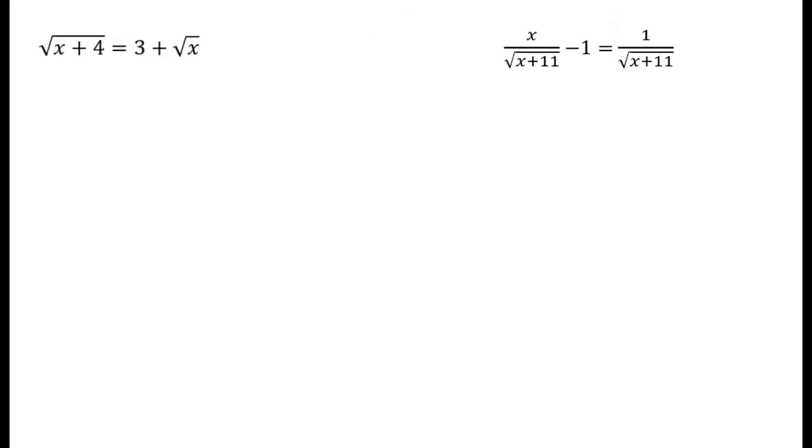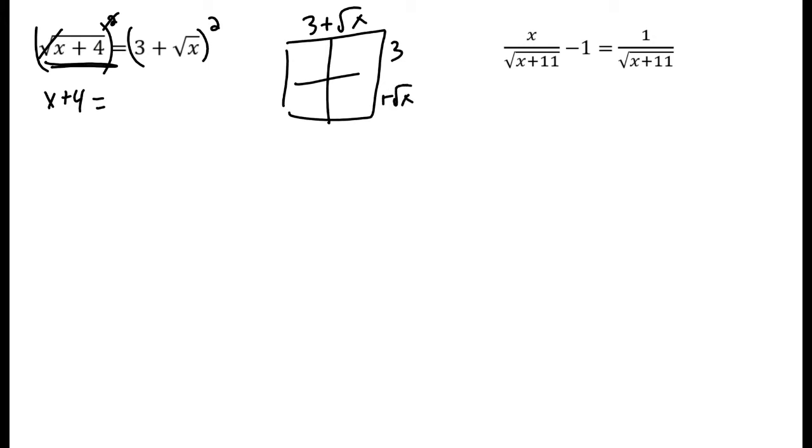The square root of x plus 4 equals 3 plus the square root of x. So this is one of those weird ones where we can't really isolate the square root because there's two different ones. So our strategy for this is to isolate one of them and square it. Well, this square root is already isolated, so let's square both sides.